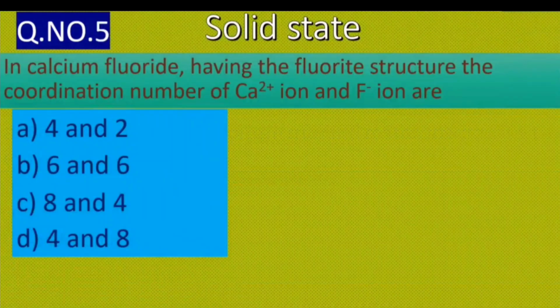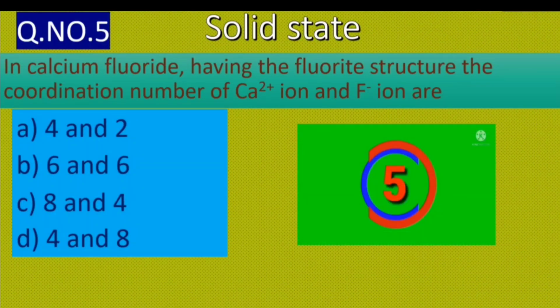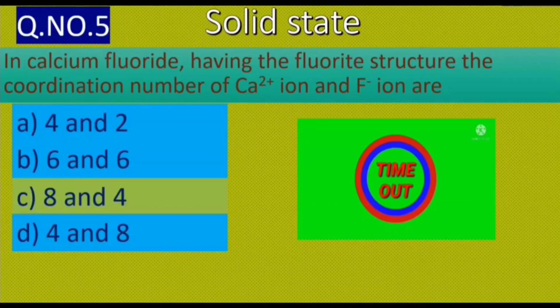Question number 5. In calcium fluoride having the fluorite structure, the coordination number of Ca2 plus ion and F minus ion are. Answer, option C, 8 and 4.